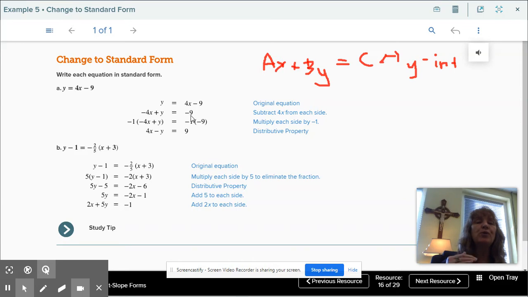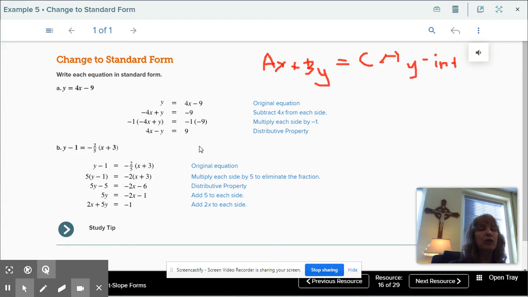Well, standard form, you can't have a negative x. So all they did was multiply both sides by negative 1. Whatever you do to this side, you have to do to that side. And then it gives you your positive 4x. Negative 1 times negative 4x is positive 4x. Negative 1 times positive y is negative y. Negative 1 times negative 9 is 9. So you've just converted a slope-intercept form equation into a standard form equation.